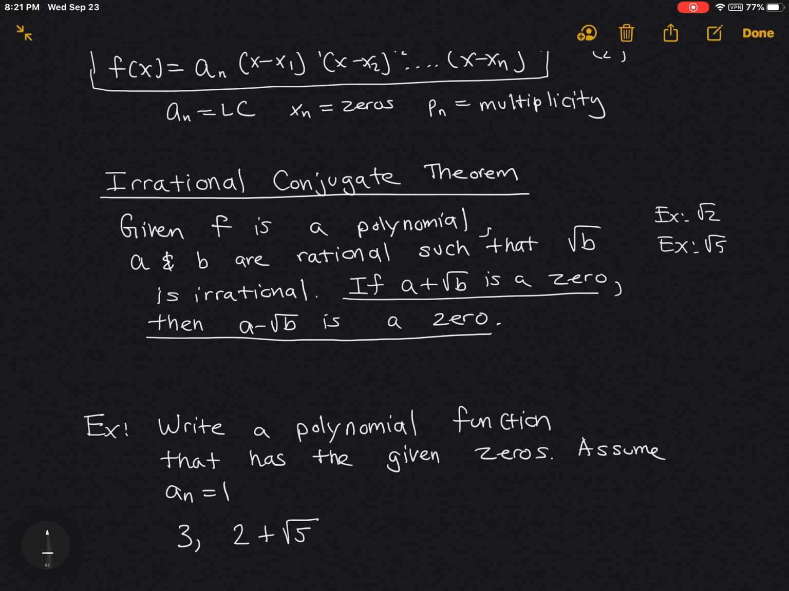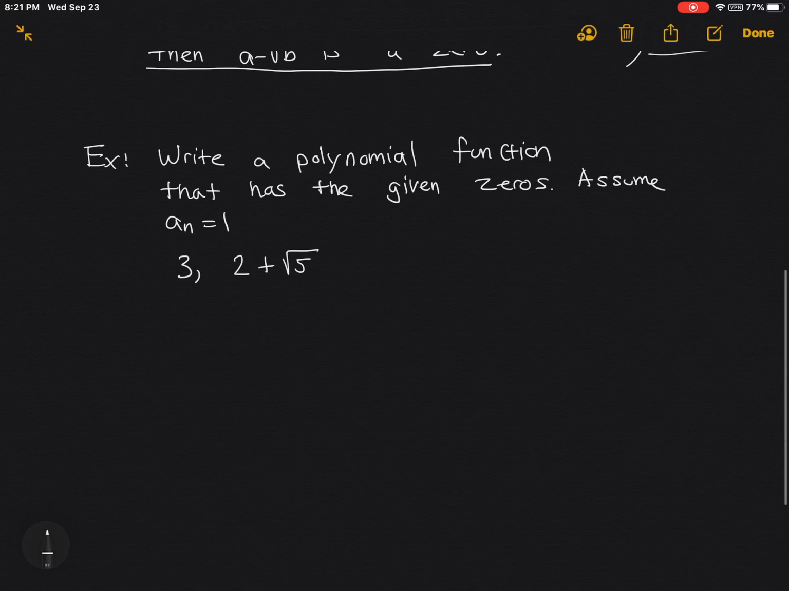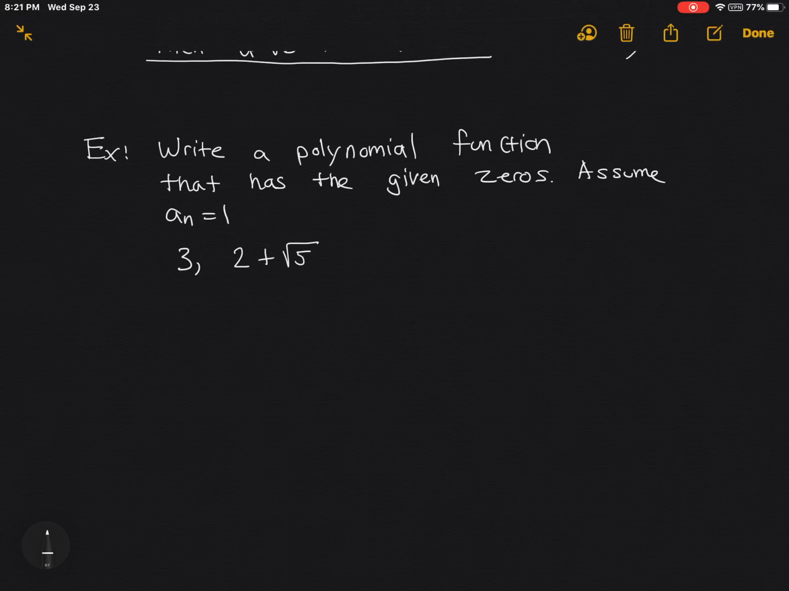Okay, so vice versa, right? If I say if a minus root b is a 0, a plus root b is also a 0. So these guys always come in pairs, okay? All right, so as I mentioned, I'm just going to do one example, and hopefully you understand this one example and are able to apply it to your homework. So it says write a polynomial function that has the given zeros, assume that the leading coefficient is 1.